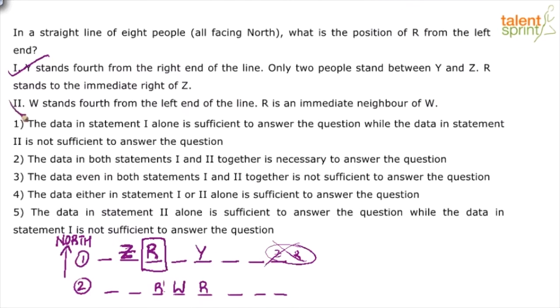So statement 2 alone is insufficient, right? It's not giving us the definite answer. But statement 1 alone does give us the answer. So your answer should be option 1. That the data in statement 1 alone is sufficient to answer the question, while the data in statement 2 is not sufficient to answer the question.